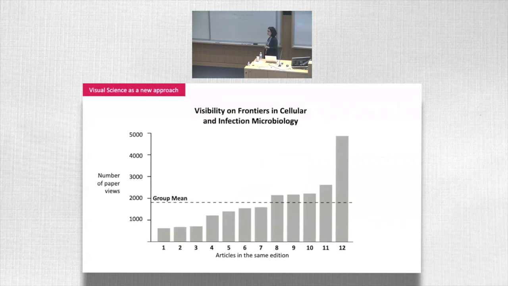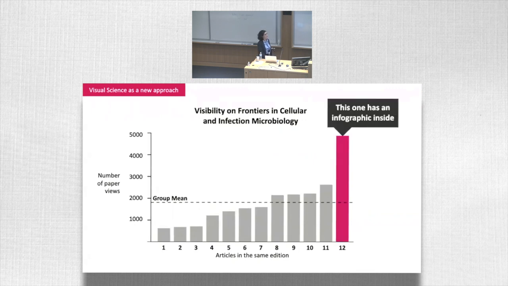This is another study about the visibility of papers from one edition of the magazine Frontiers in Cellular and Infection Microbiology. Each column is one paper of the same edition, and you can see the number of views of each article. We can see that the last article has a huge difference, a lot more views. And the difference is that this paper is the only one that has an infographic inside.